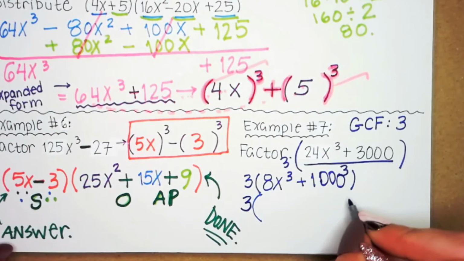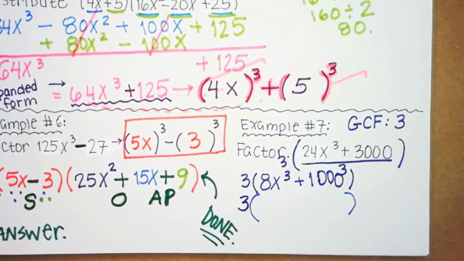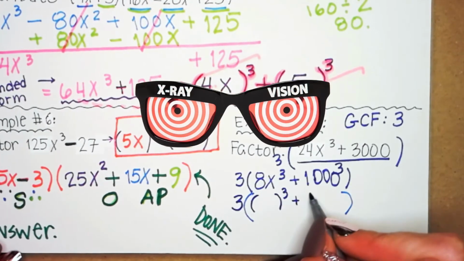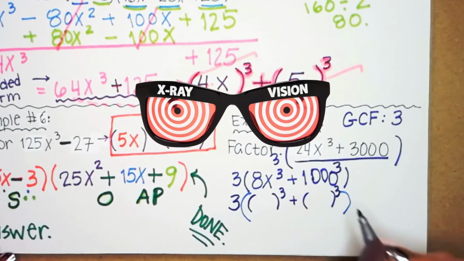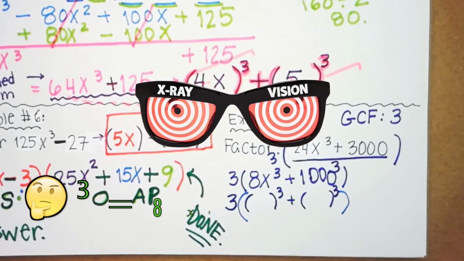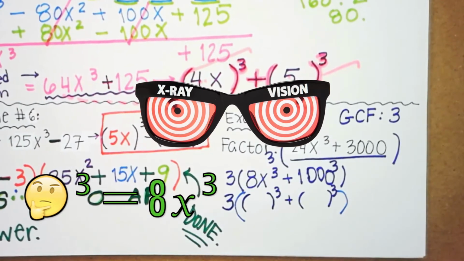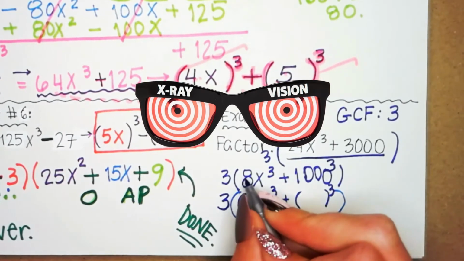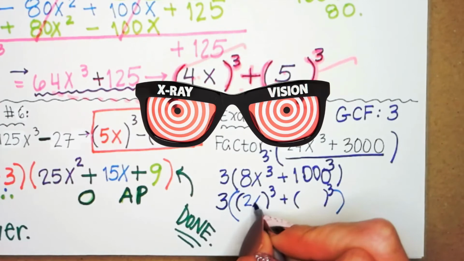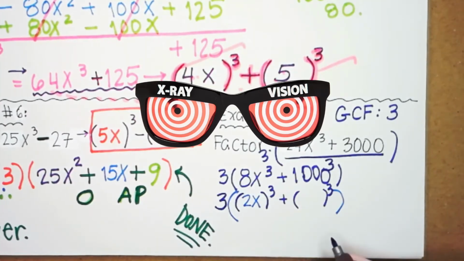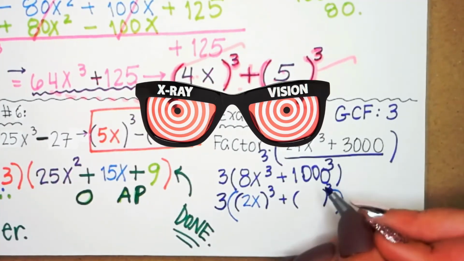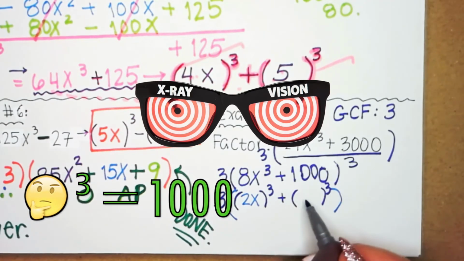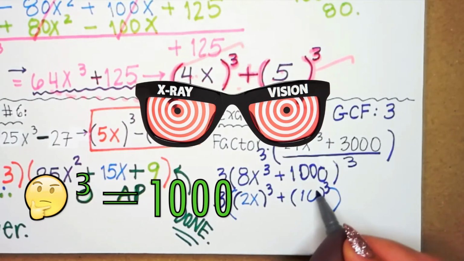Here, I have a sneaky sum of 2 cubes. Cubing glasses. What's being cubed to make 8x to the third? What do I see with my cubing vision glasses? I see 2x. 2 times 2 times 2, x times x times x. What's being cubed to make 1,000? 10.